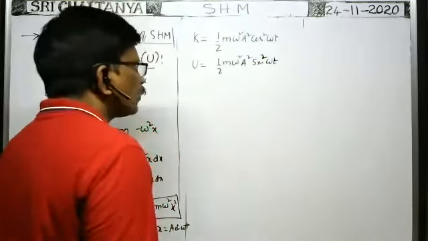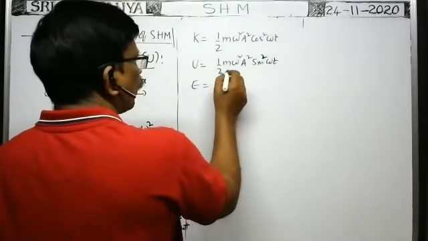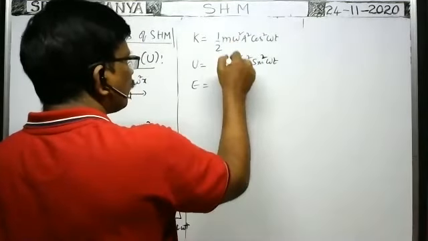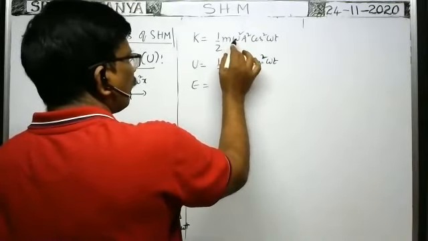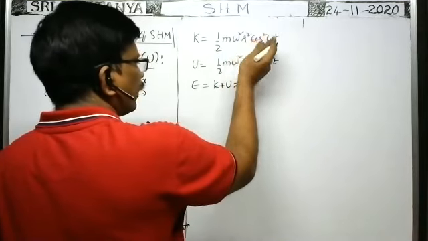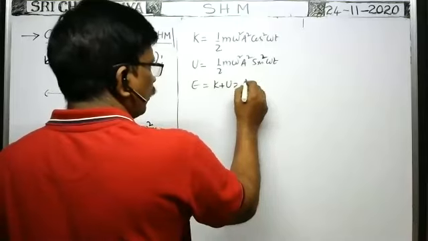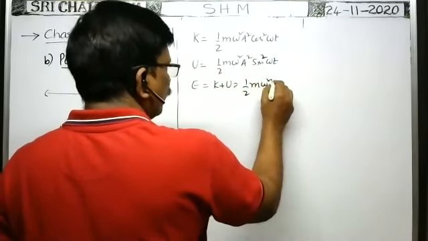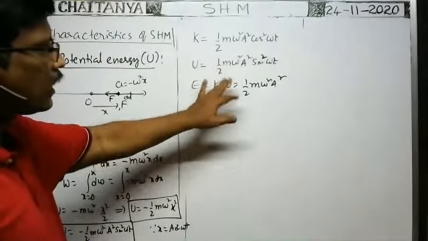Now, how do this potential energy and kinetic energy vary with time? What is the total energy here? Total energy is the sum of these two. We can take half m omega square a square common, then cos square omega t plus sin square omega t is 1. So you get half m omega square a square only. In the previous case also, in terms of x, we got the same formula.